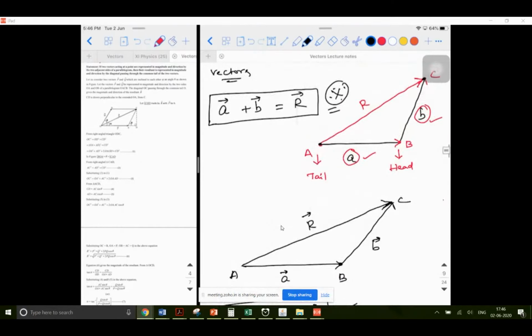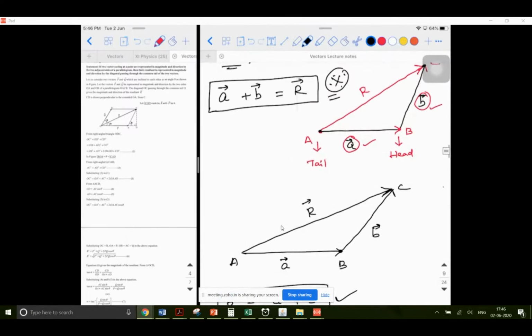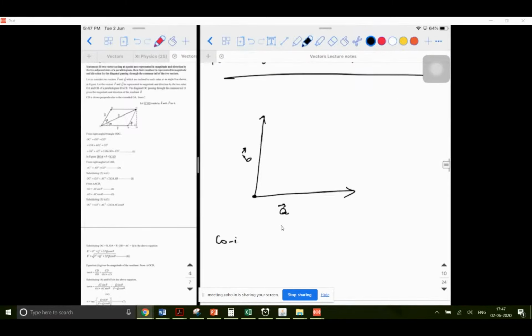What is happening? In this case, A vector and B vector are adjacent. Here also A vector and B vector are adjacent. The only difference is that here A vector and B vector are taken in order, which means the ending point of the first vector behaves like the starting point of the second vector. Whereas in the parallelogram law of vectors, both the vectors start from the same point. So the vectors which have the same starting point are called co-initial vectors.